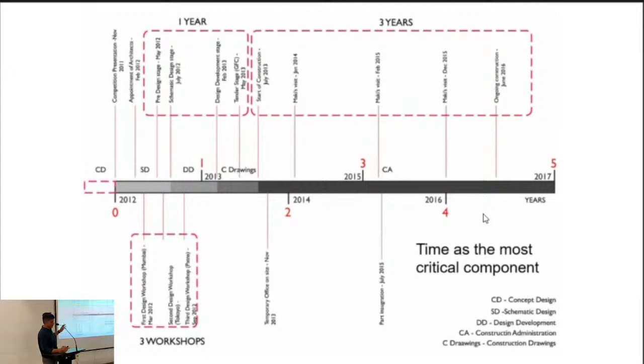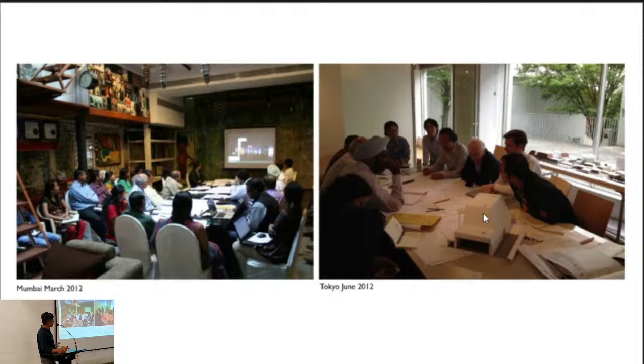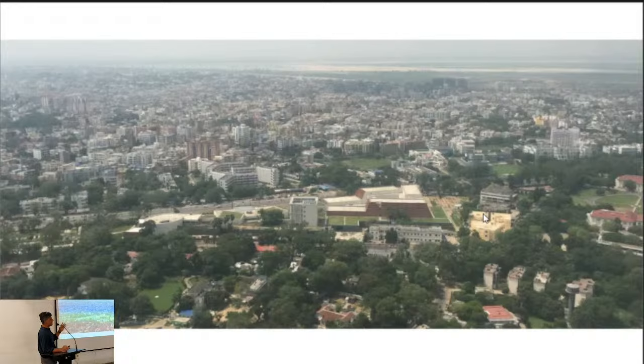Within the first 1 year, we had 3 workshops, one in Mumbai, one in Tokyo, one in Patna, where each and every collaborator and stakeholder sat across tables and thrashed out issues. And from there, we generated a lump sum contract. This was unheard of in government circles, an architectural project being done by lump sum.